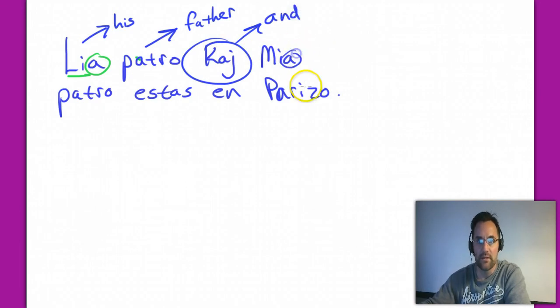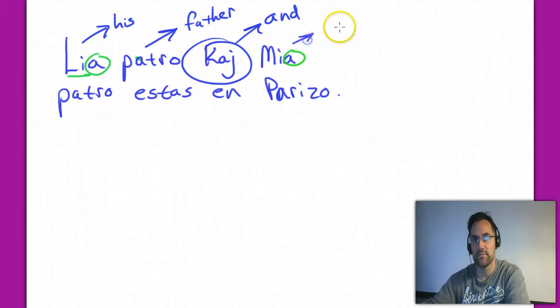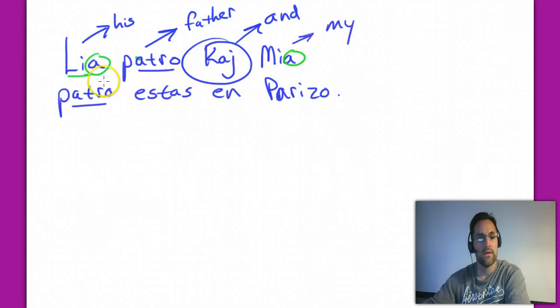So here we see that adjective, right? And it's being attached to that pronoun again here, mi, which is I or me. And if we make that mia, it has to be in the possessive. That's the only way it can be an adjective, so it becomes my or mine. His father and my father, patro, father, same word, right? Lia patro kai mia patro estas en Parizo. His father and my father.